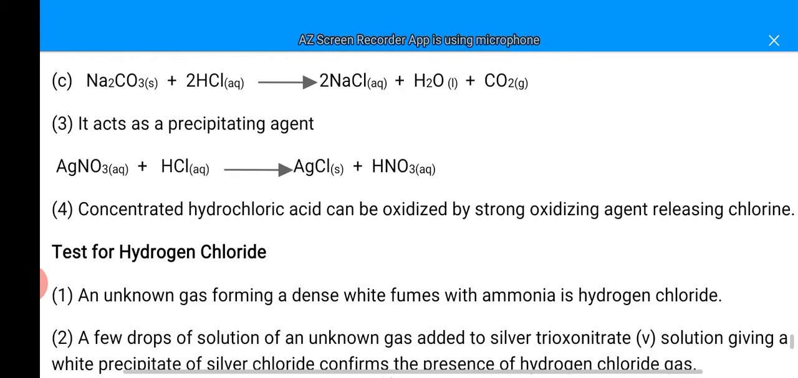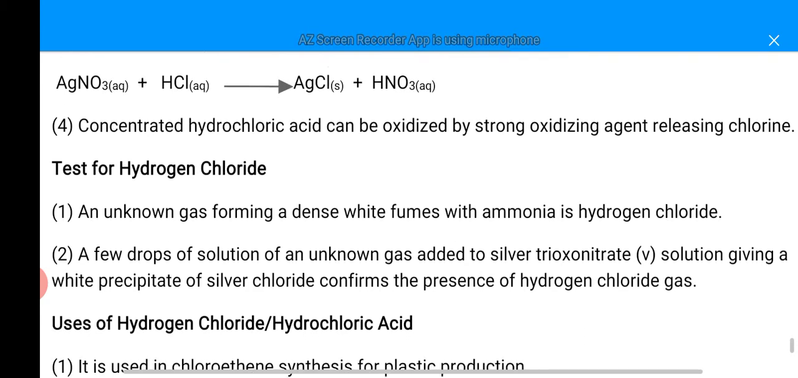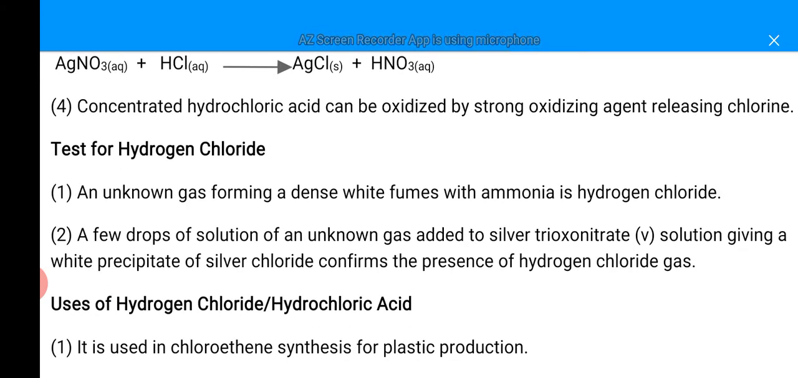How do you test for hydrogen chloride? Hydrogen chloride can be tested for if you have an unknown gas. It forms dense white fumes with ammonia, and that will tell you that the unknown gas is actually hydrogen chloride. How does it take place? If you have an unknown gas that is colorless, has an irritating smell, fumes in moist air, and turns blue litmus paper red, you may suspect hydrogen chloride.